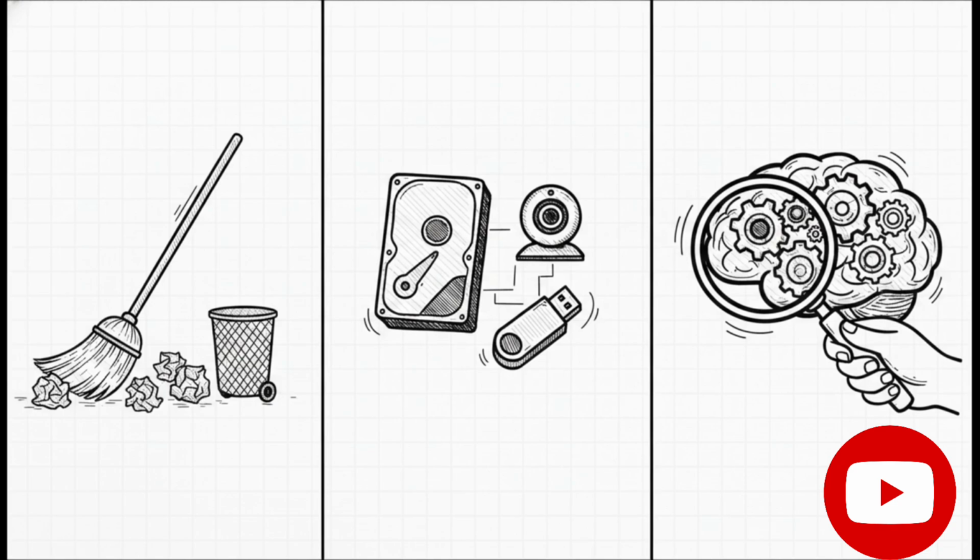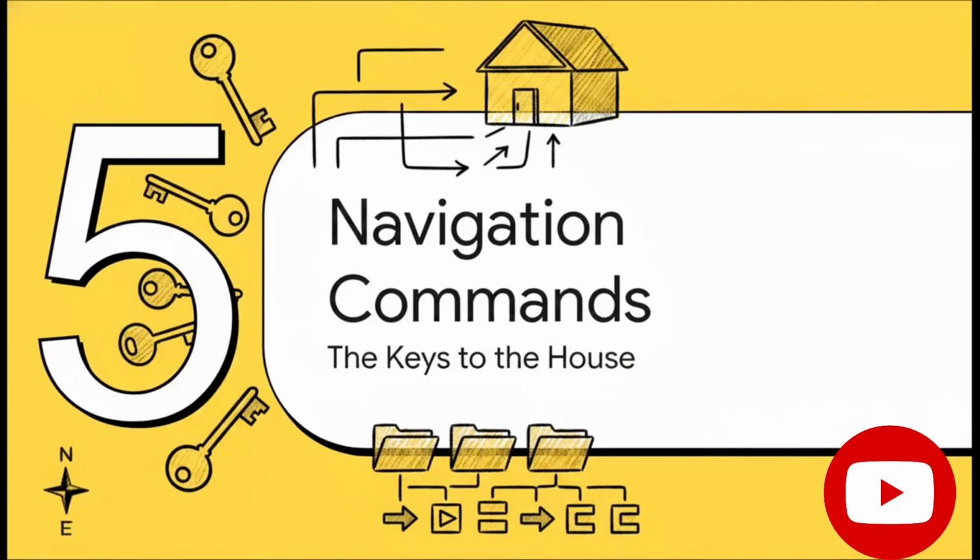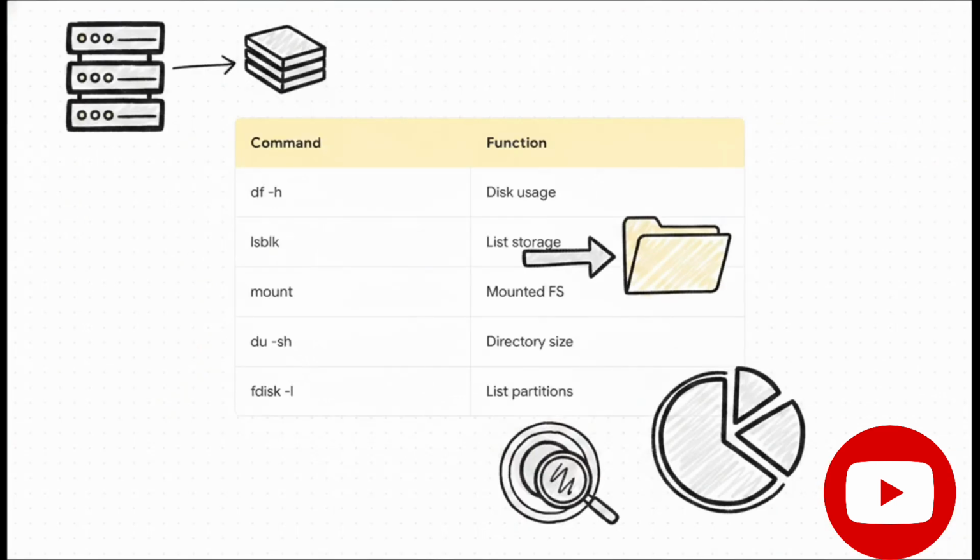It's so cool. Section 5, Essential Navigation Commands, giving you the keys to the house. Okay, let's get practical. Server suddenly out of space? Run df -h for human-readable disk usage. Just plugged in a new drive and need to find it? lsblk maps out all your physical storage blocks. Typing mount shows you exactly what's attached and where. If a project is hogging space, du -sh gives you that specific folder's footprint. And fdisk -l, that gives you the absolute low-level truth about your partitions.